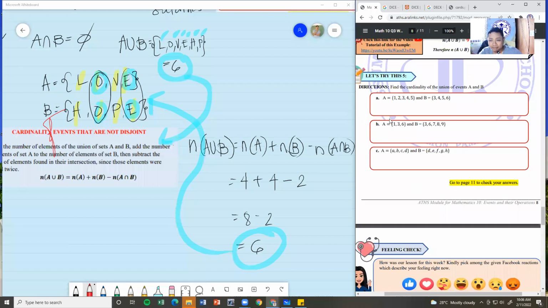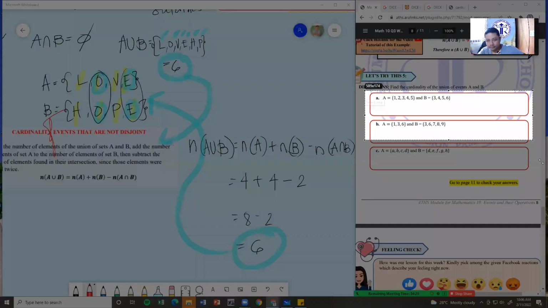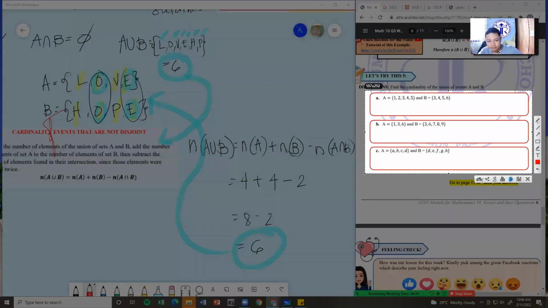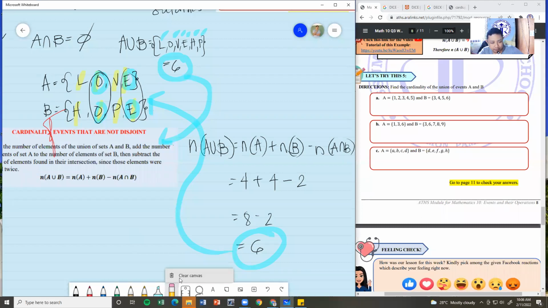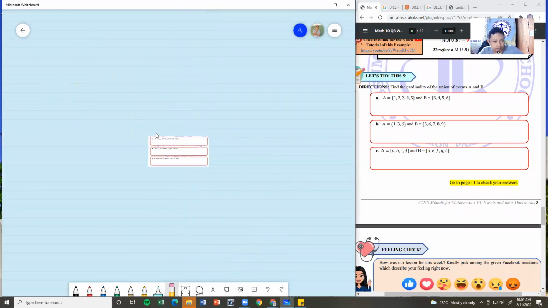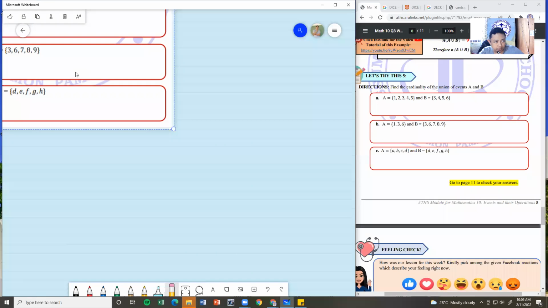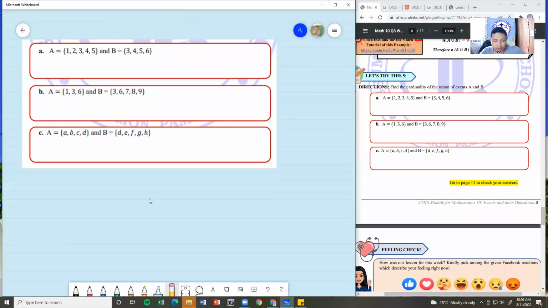Okay. Sample. Sige nga, let's see if you understood that process. Combining all that you've learned about the union, what is the cardinality of the union of A and B? Go.